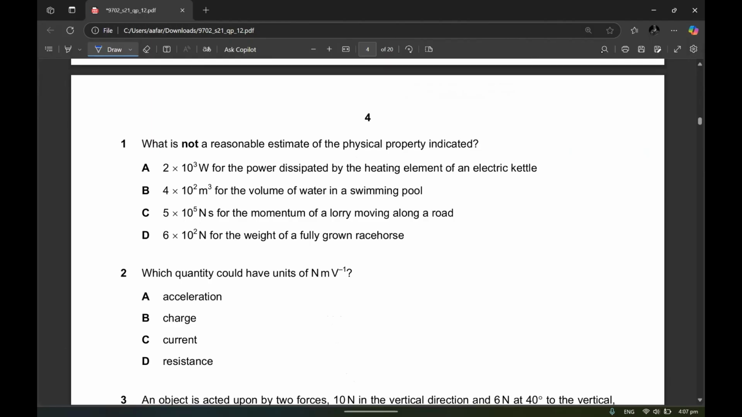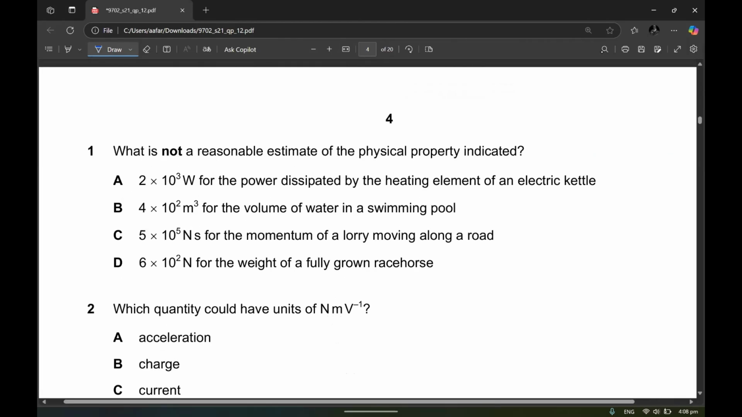Question number one. What is not a reasonable estimate of the physical property indicated? 2000 watt for the power dissipated by the heating element of an electric kettle. 400 meter cube for the volume of water in a swimming pool? Nah, that's too much water for a swimming pool. 500,000 Newton second for the momentum of a lorry moving along a road.